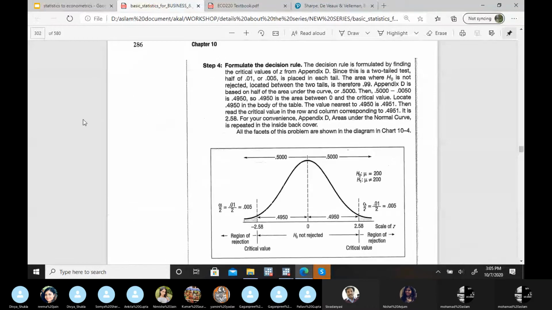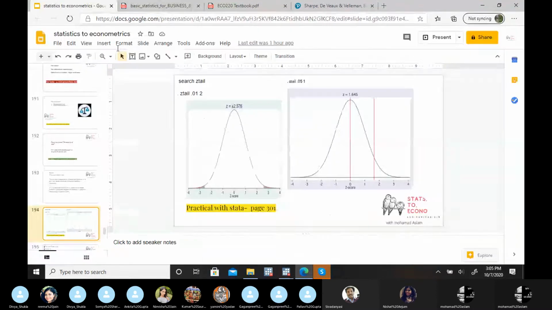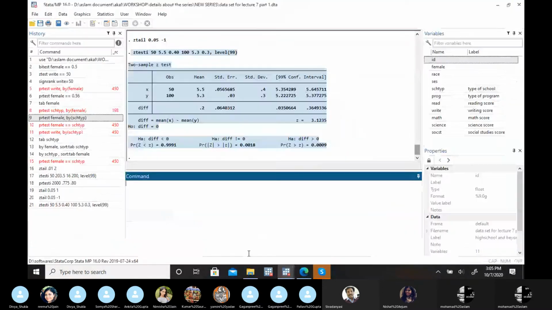So yesterday I explained that first we have to calculate the critical value based upon one tail or two tail and level of significance. Let's suppose the level of significance in this particular case is 1% two tail test. So how do we find critical values with Stata software? For Stata software, first you have to install this ztail function in your Stata. So just type search ztail.